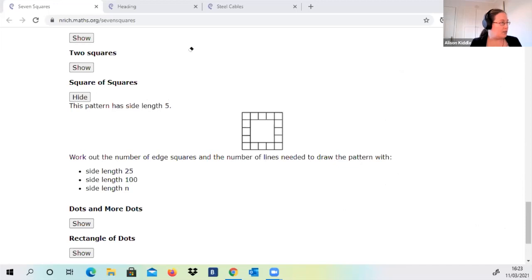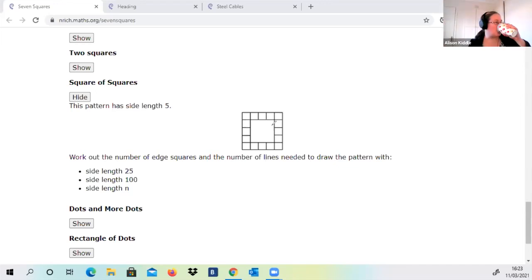So you convinced me that we ought to look at the number of edge lines. How on earth am I supposed to count the lines on this then? Okay, so one of the things I would do to start with, just to make the problem a little bit more accessible, is to think about the horizontal lines and the vertical lines separately.